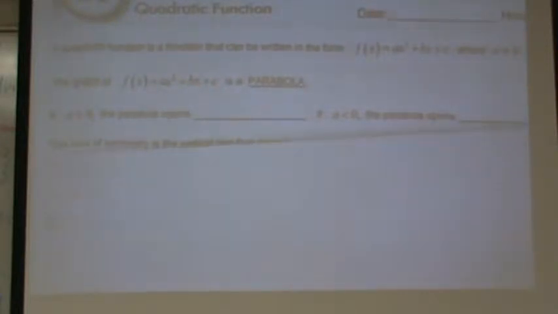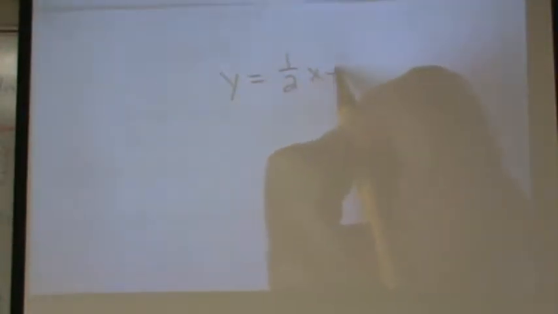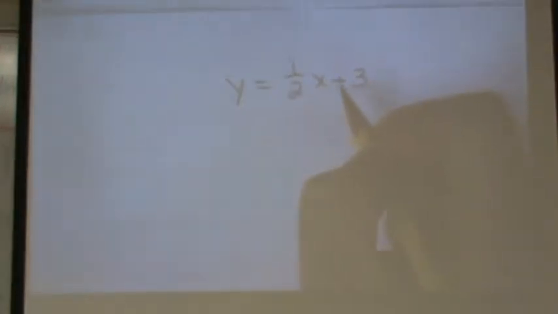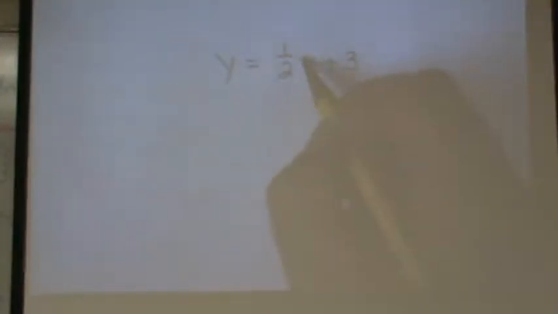Alright, just like linear equations, we have different forms. And what do the different forms do? Well, they each do something different. For example, this is slope-intercept form. Why do we like slope-intercept form? Because we know the slope and the y-intercept, right?